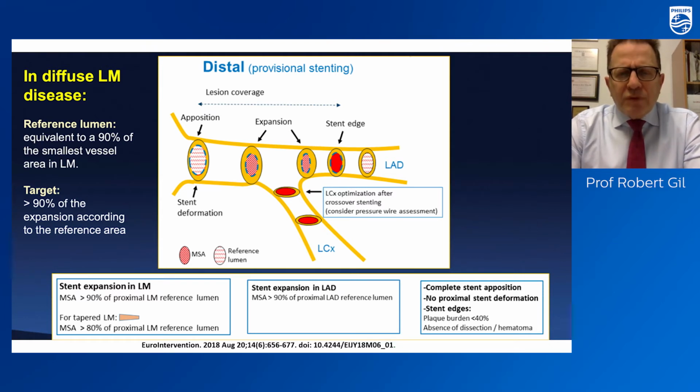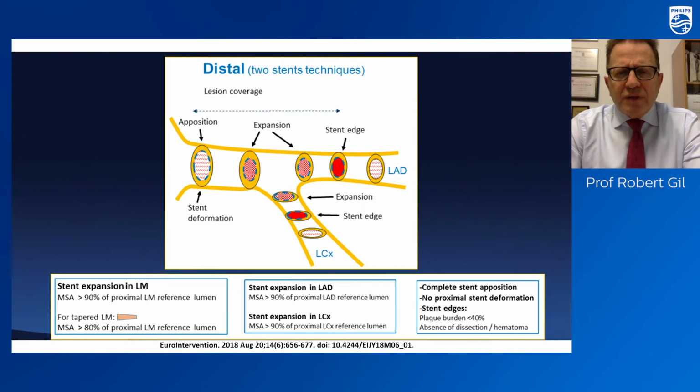So the most important is just to have between 80 and 90% of the proximal or average proximal and distal cross-section area. So this is very important, to assess the real reference segments for coronary arteries. This is very important.